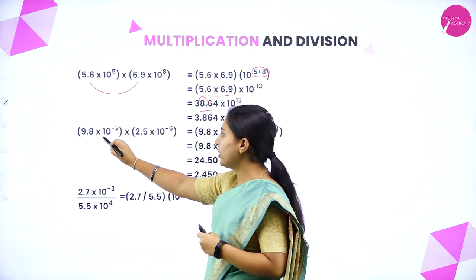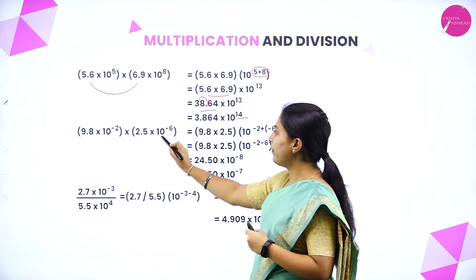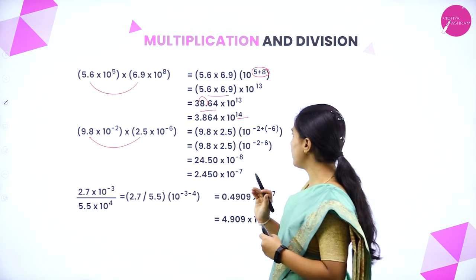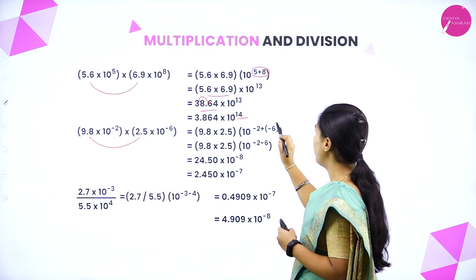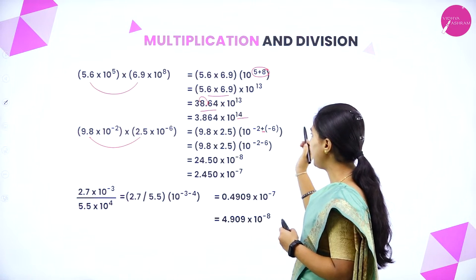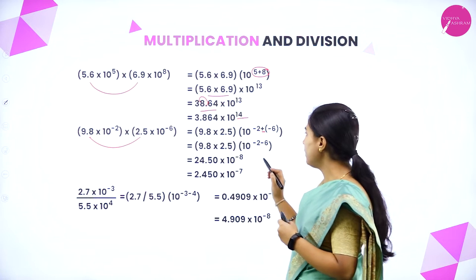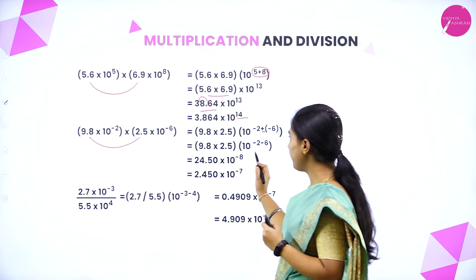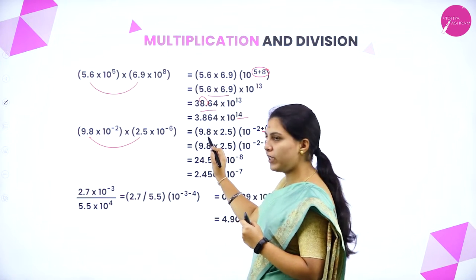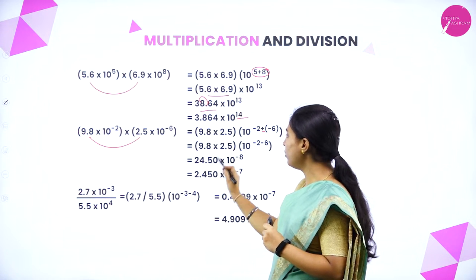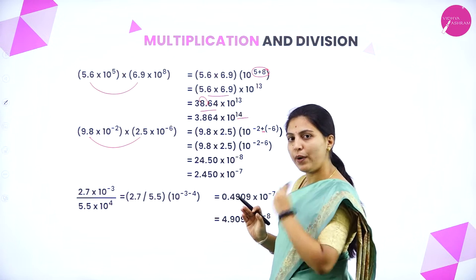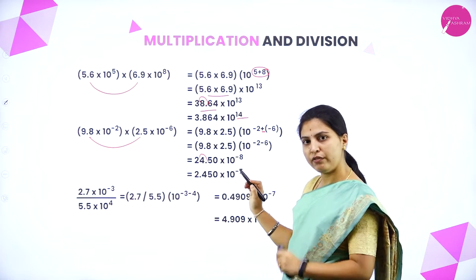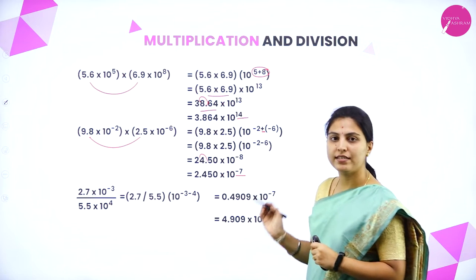Similarly, 9.8 into 10 to the power of minus 2 into 2.5 into 10 to the power of minus 6. In the same way, you have to multiply these two digits first. Then see here, minus 2, you have to add in multiplication, plus minus 6. Minus into plus is minus, again minus into minus is plus, but the greater sign is minus, so you have to put minus 8. Again I told, after one digit only the decimal point is present, so you have to produce your answer with one digit only. So moving left, since your minus sign is there, you have to write minus 7.